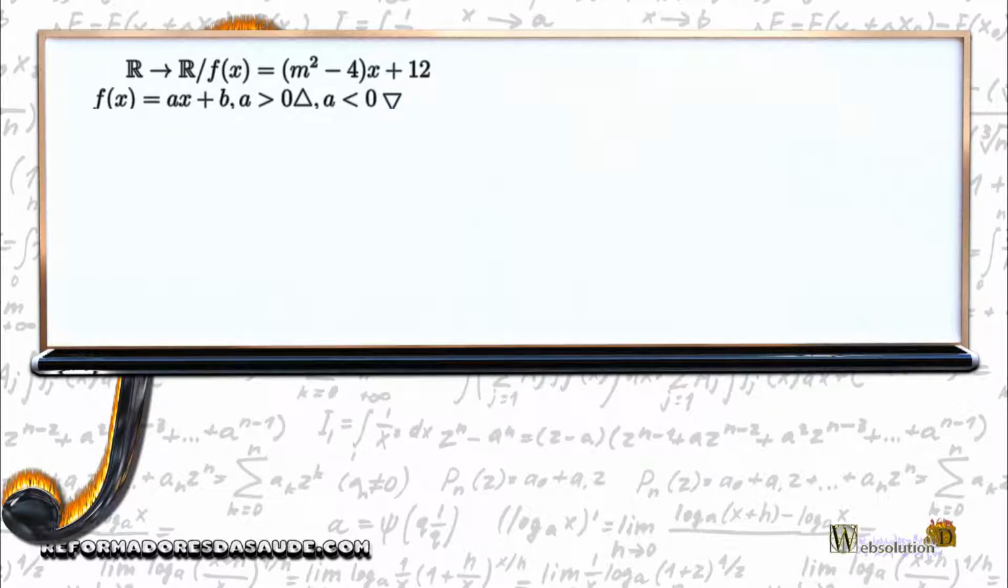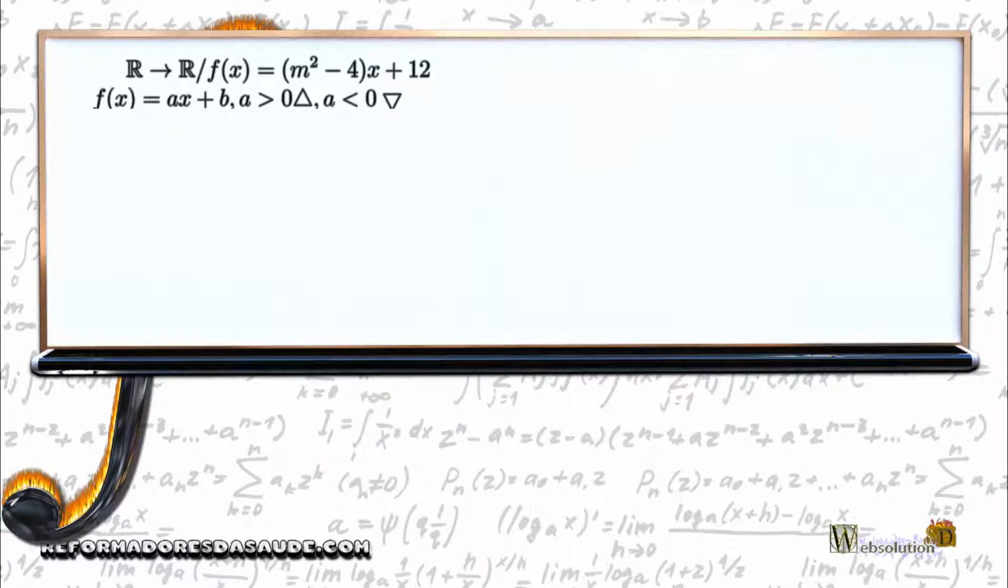If the expression m squared minus 4, which takes the place of a in the function, is positive, the function is increasing. If the expression m squared minus 4 is negative, then the function is decreasing. Let's find out the roots, that is, the values of m in the equation.